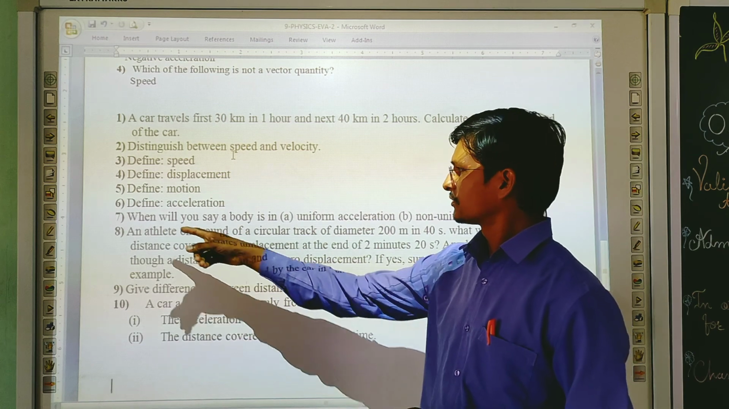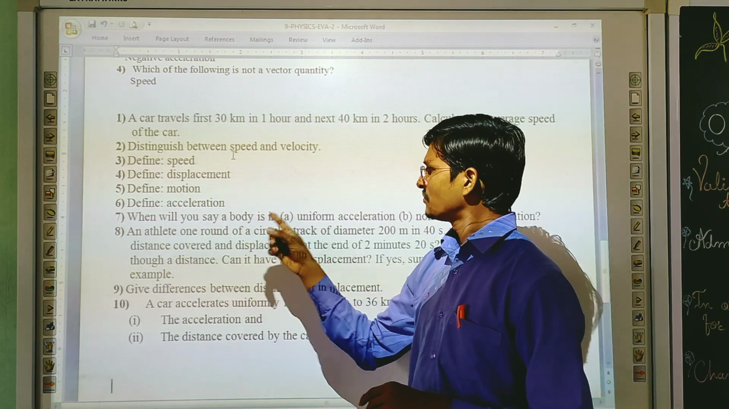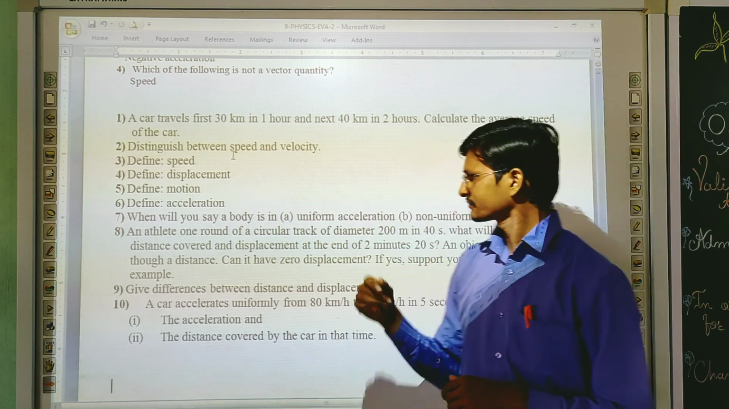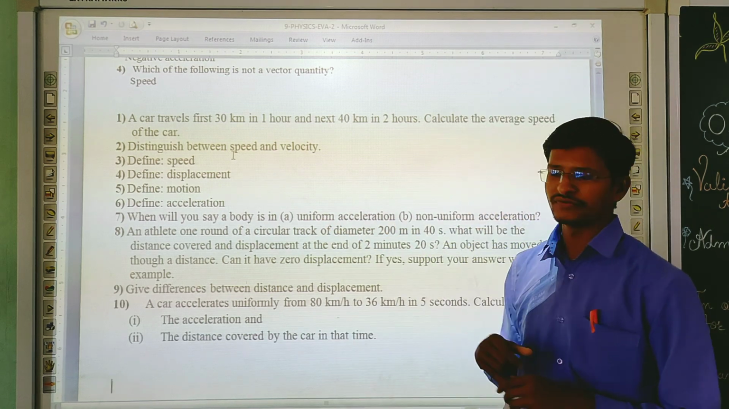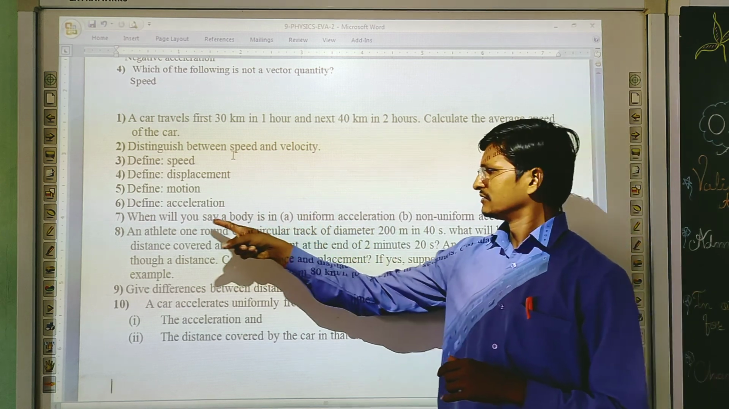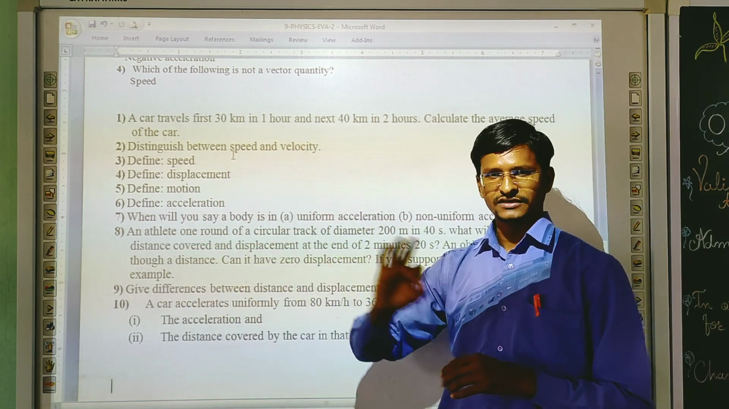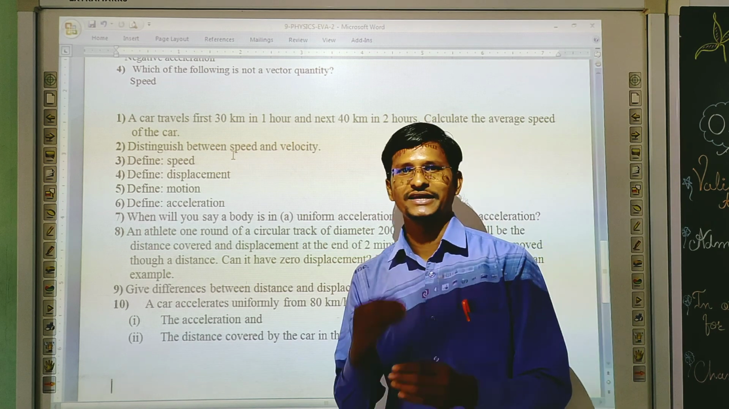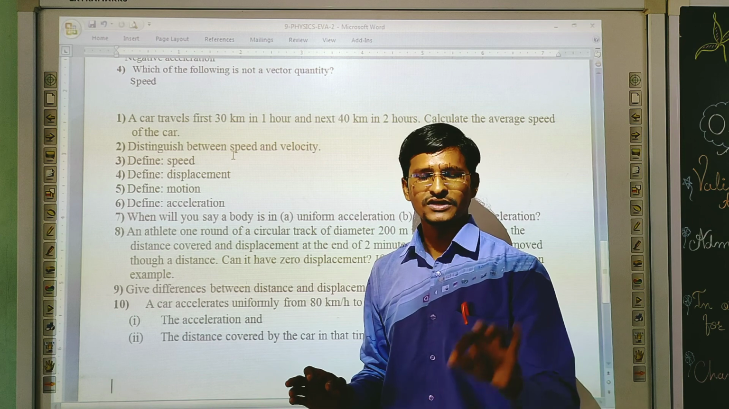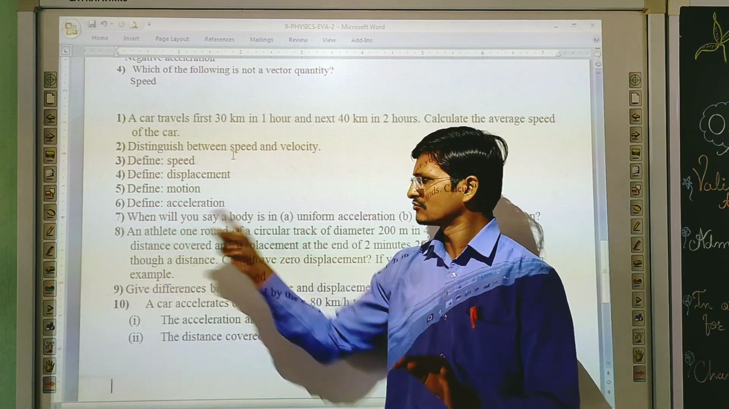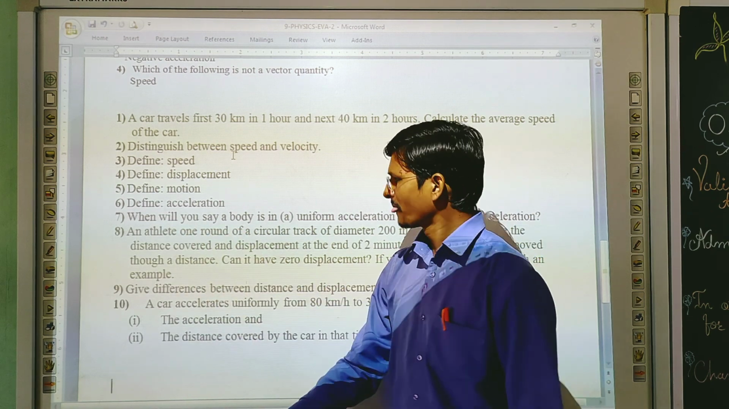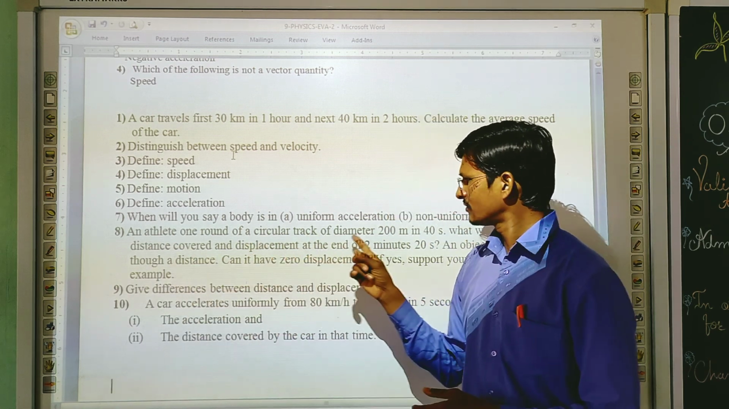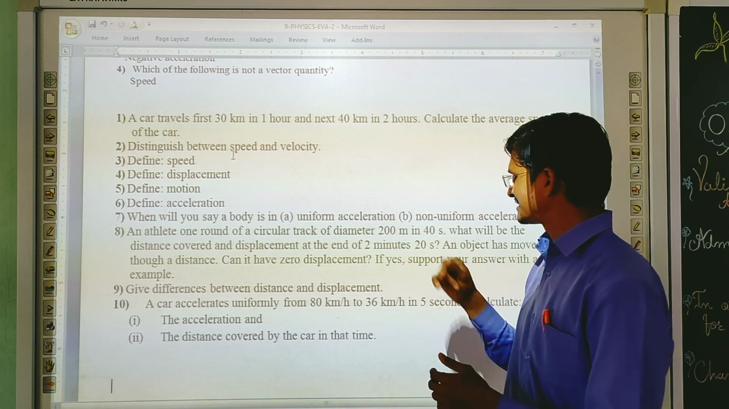Next, the question is, when will you say a body is in uniform acceleration or non-uniform acceleration? Uniform acceleration and non-uniform acceleration. This answer is there. If I explain, you will think that the answer is this, but you refer to the textbook. Straightforward answer is there. This question is also there. Just go through it.